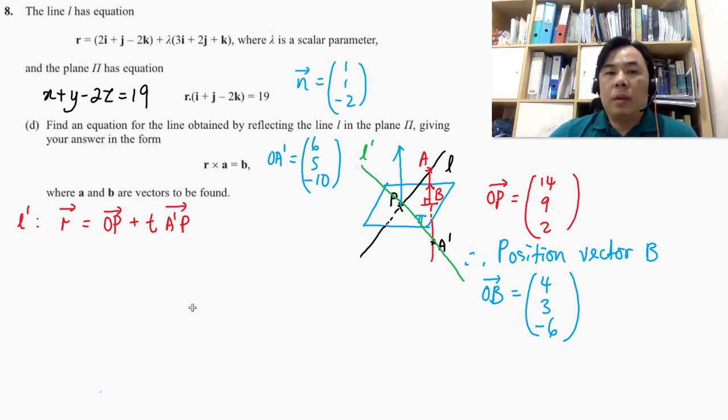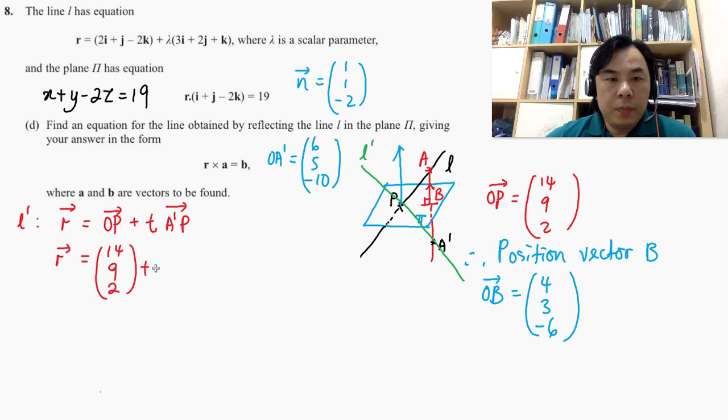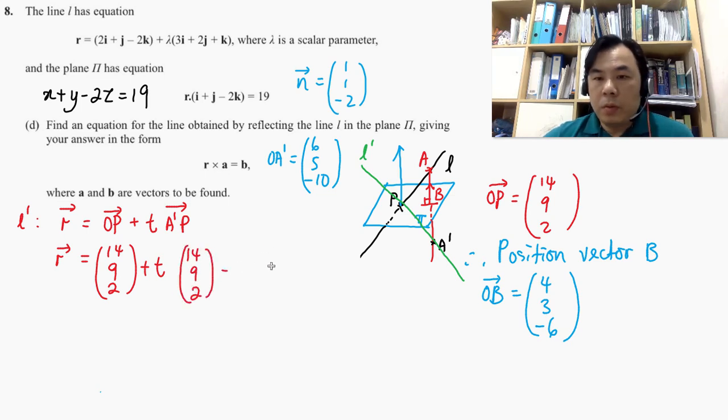Okay. So all I need to do is, okay, so I'm going to substitute directly. So from here, my OP is basically just 14, 9, 2. And then A prime P is 14, 9, 2, subtract off with the position vector for A in this case. So that will be 6, 5, negative 10.